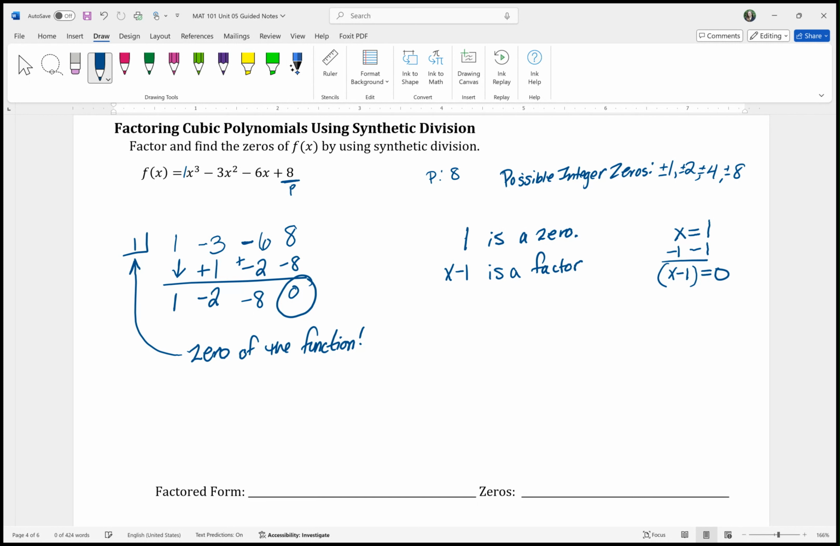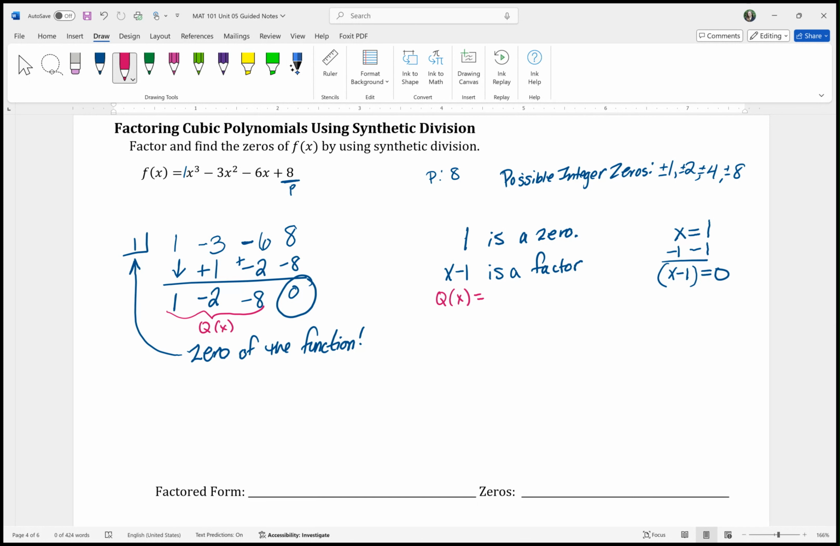What else do we know about the synthetic division? Okay, we knew 1 is a 0, x minus 1 is a factor. We also know the quotient here. So this is our q of x. Let's write that down. Our q of x is 1. What are we starting with?